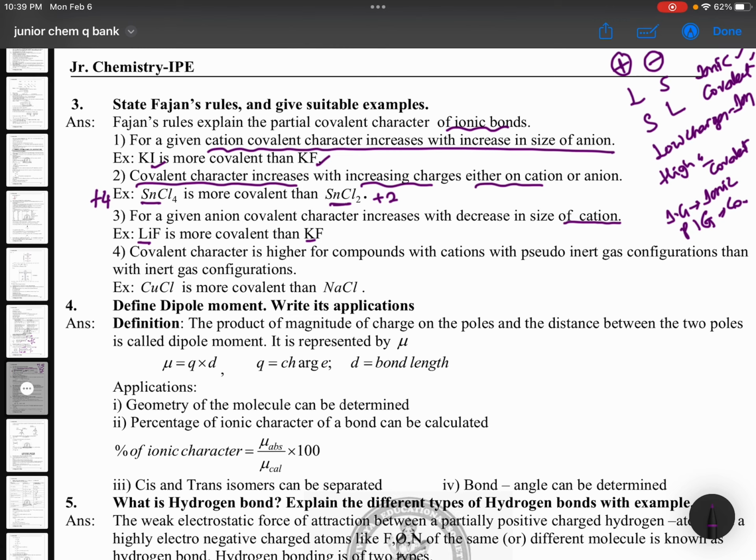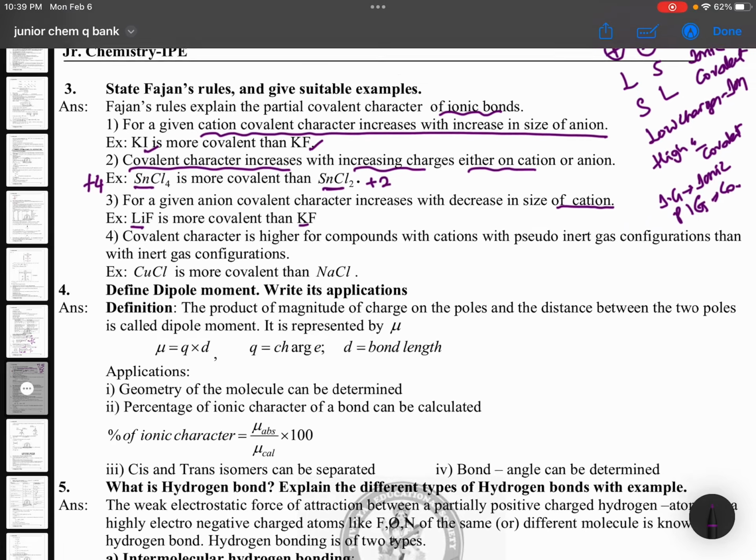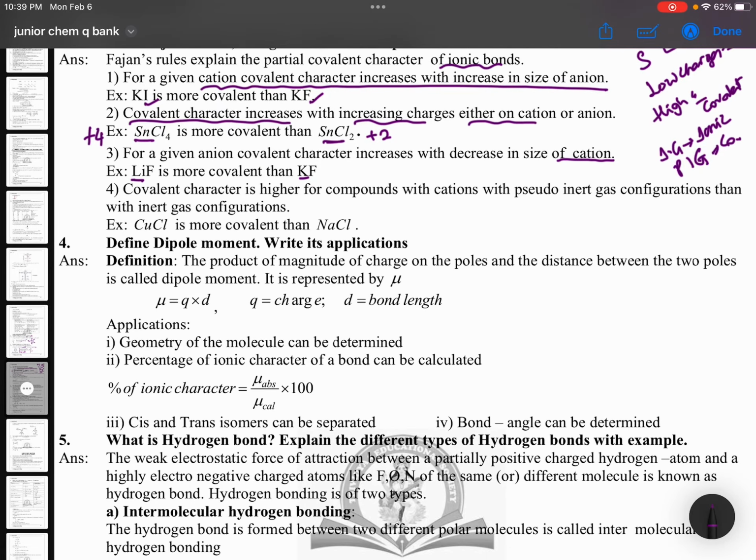Covalent character is higher for compounds with a cation with a pseudo inert gas configuration than with inert gas configuration. CuCl pseudo inert gas configuration, sodium chloride inert gas configuration. Don't think too much about the pseudo inert gas configuration. If s2p6 is there, inert gas configuration. If d10 is also there, pseudo inert gas configuration. 18 electrons.